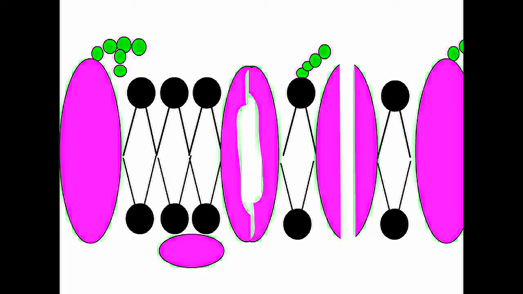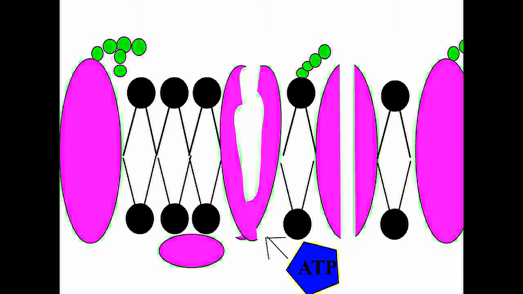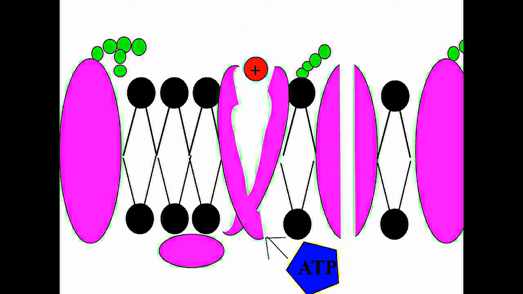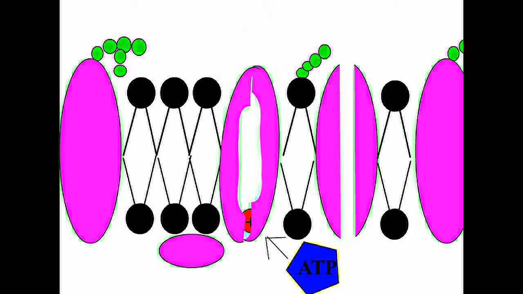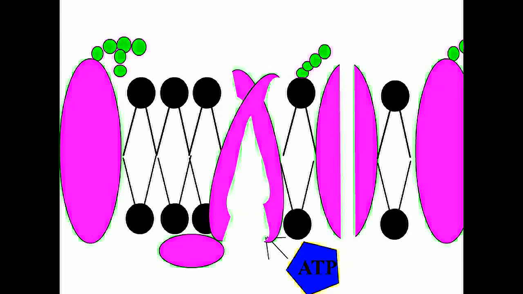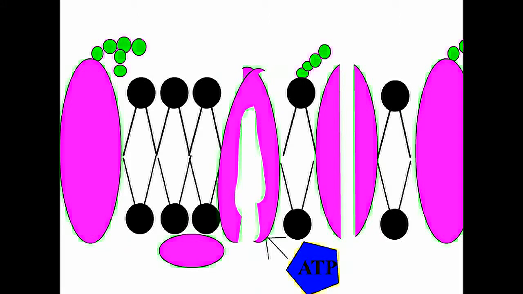A protein that spans the membrane may provide a hydrophilic channel across the membrane that is selective for a particular solute. Other transport proteins shuttle a substance from one side to the other by changing shape. Some of these proteins hydrolyze ATP as an energy source to actively pump substances across the membrane.